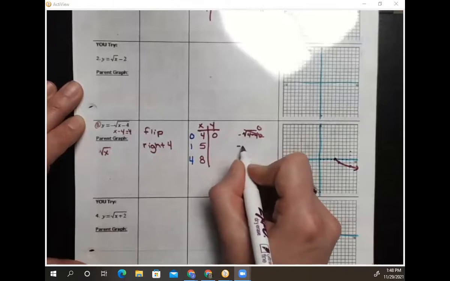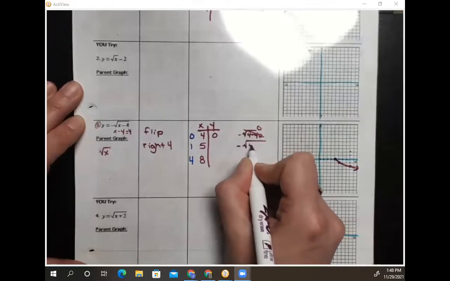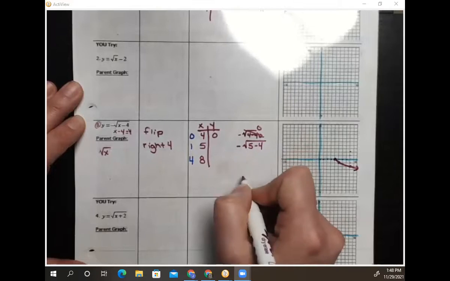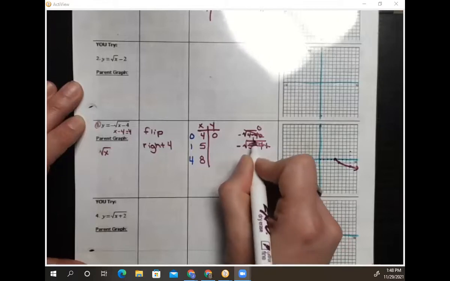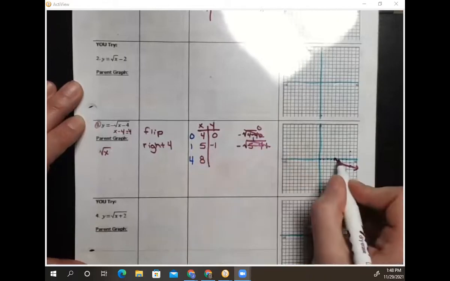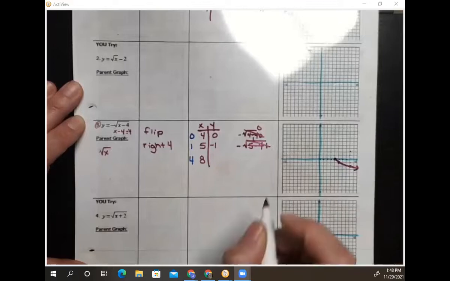Then if I plug in 5 for x, I've got negative square root of 5 minus 4. Under the root, 5 minus 4 is 1. The square root of 1 is 1. So I get negative 1. And we have that point 5 comma negative 1.